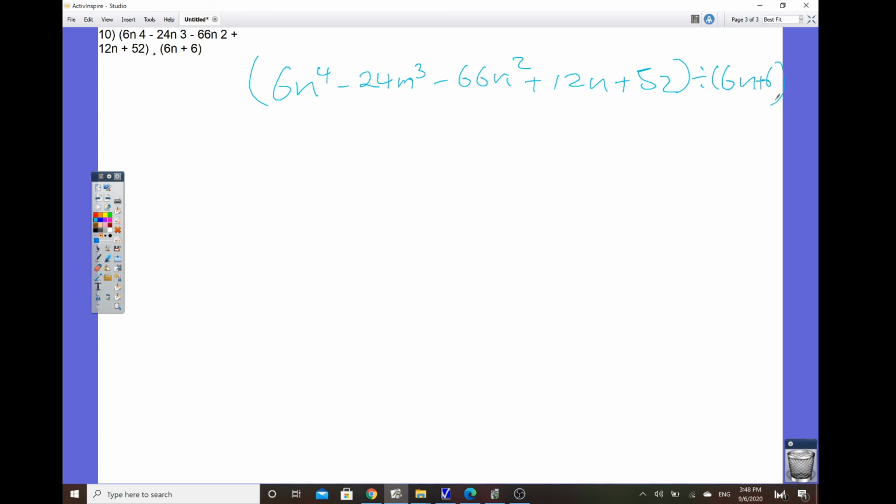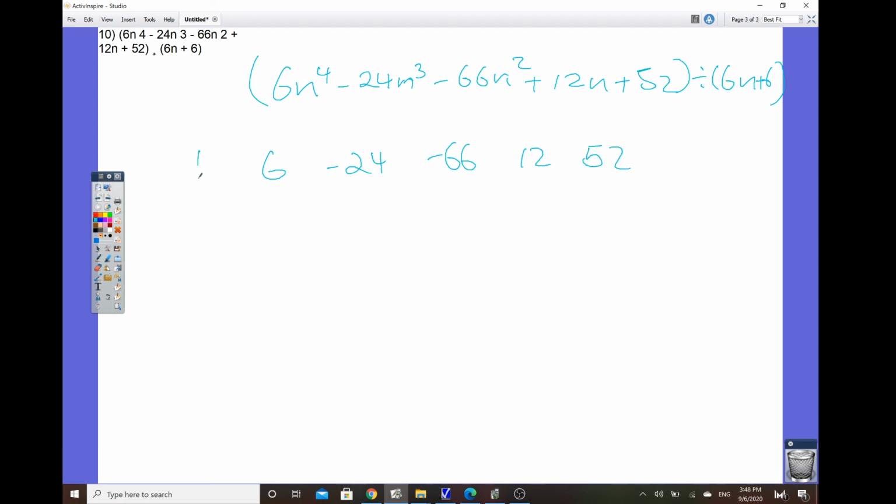Now, compared to the previous one, if you guys can tell me about the difference here. Well, the dividend, this one is just considered 1, 2, 3, 4, 5. It's a 4-degree pentanomial. The divisor you consider a linear binomial, but the problem is that there's a 6 in front of that variable. So for the dividend, we just bring down the coefficients. We got 6, negative 24, negative 66, and then 12, and then 52.